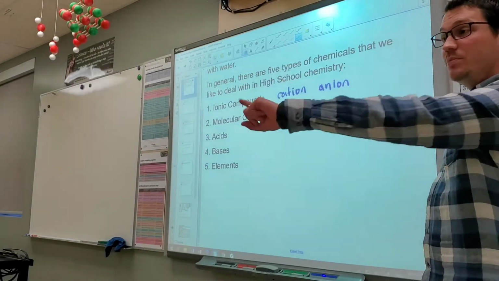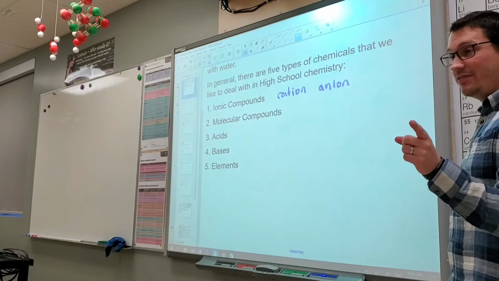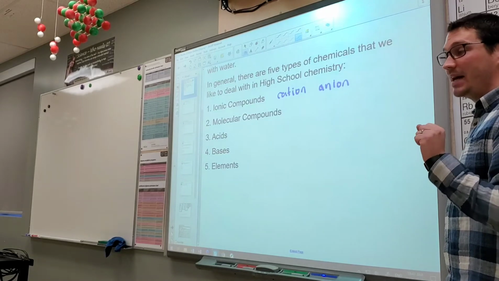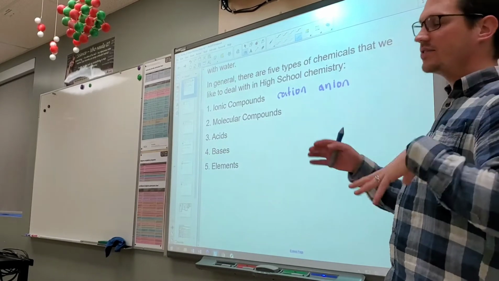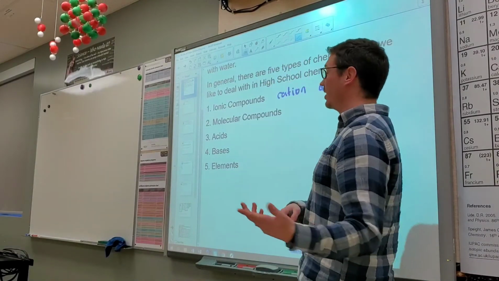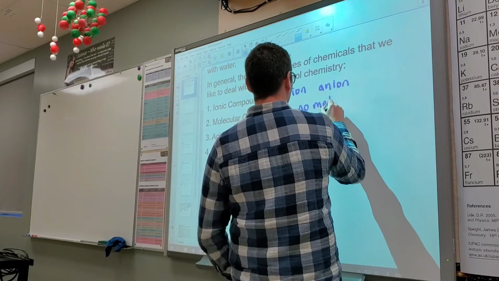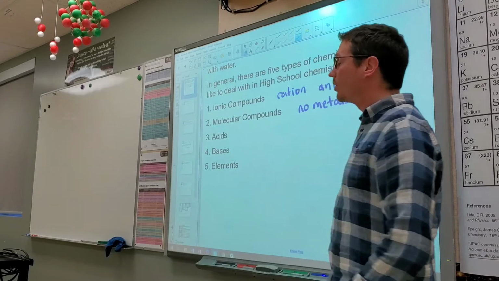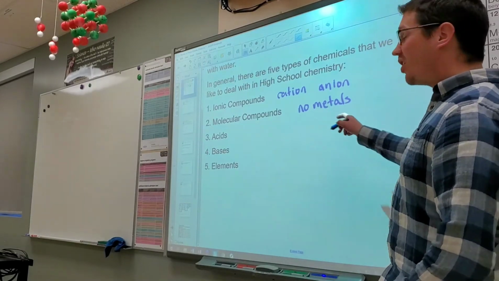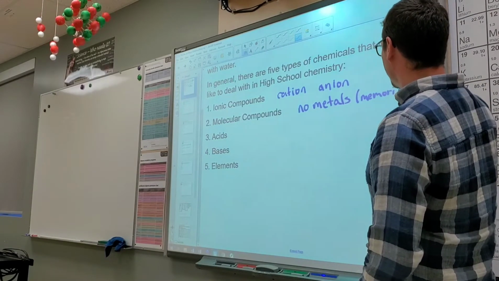Molecular compounds you should be able to spot from a mile away because they never have metals in them. Now, there are some exceptions to that rule, where certain compounds that don't have metals are ionic compounds, but that's totally fine. So there are no metals in the name or in the formula. Molecular compounds, there's a lot of them that you would have had to memorize.